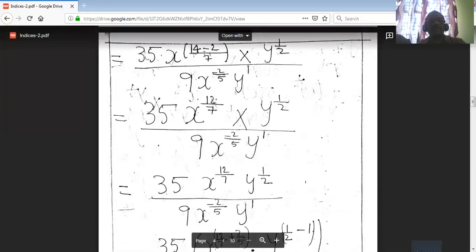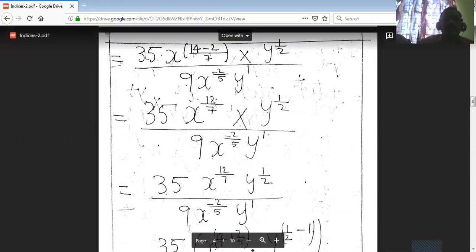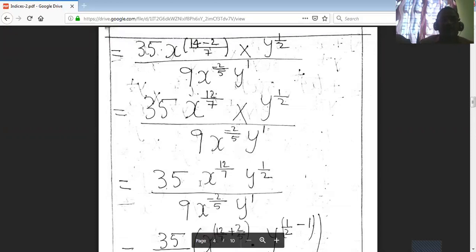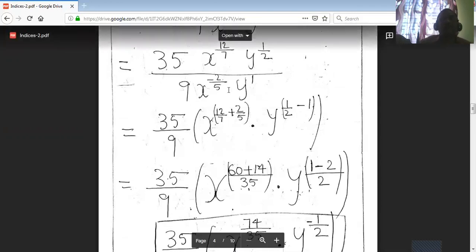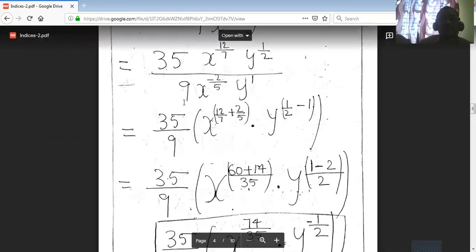This is 35 x to the power of 12 by 7 into y to the power of half, and 9 x to the power of minus 2 by 5 into y. This is 35 x to the power of 12 by 7 y to the power of half, divided by 9 x to the power of minus 2 by 5 and y. 35 by 9 you can take common. Now this x to the power of minus 2, you can put it in the numerator, that becomes 12 by 7 plus 2 by 5, and y to the power of half here, and you can take this plus 1 to the upper side, that becomes minus 1.